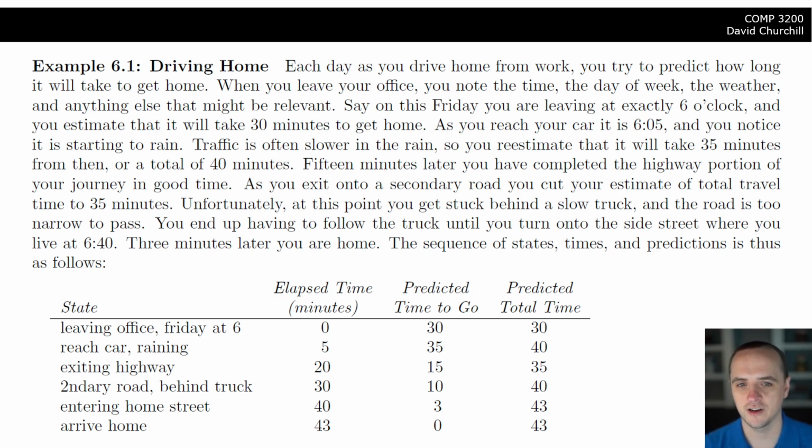As you reach your car, it's 6:05 and you notice that it started to rain. Traffic is often slower in the rain. And so you re-estimate that it will take you 35 minutes from then, for a total of 40 minutes. 15 minutes later, you completed the highway portion of your journey in good time. As you exit onto a secondary road, you cut your estimate of total travel time to 35 minutes. Unfortunately, at this point, you get stuck behind a slow truck and the road is too narrow to pass. You end up having to follow the truck until you turn onto a side street where you live at 6:40. 3 minutes later, you're home.